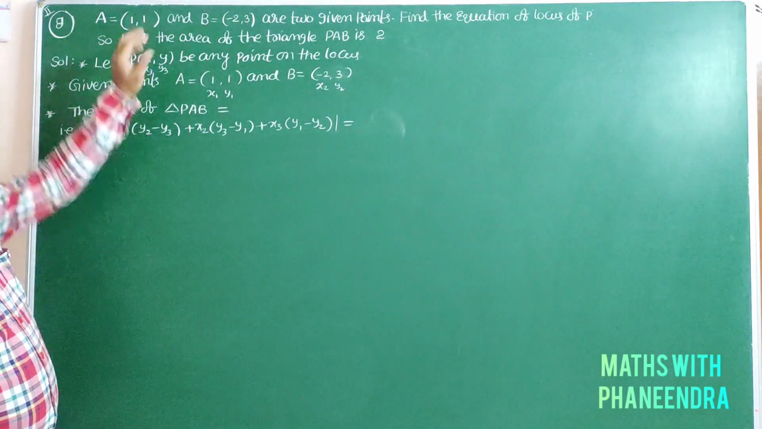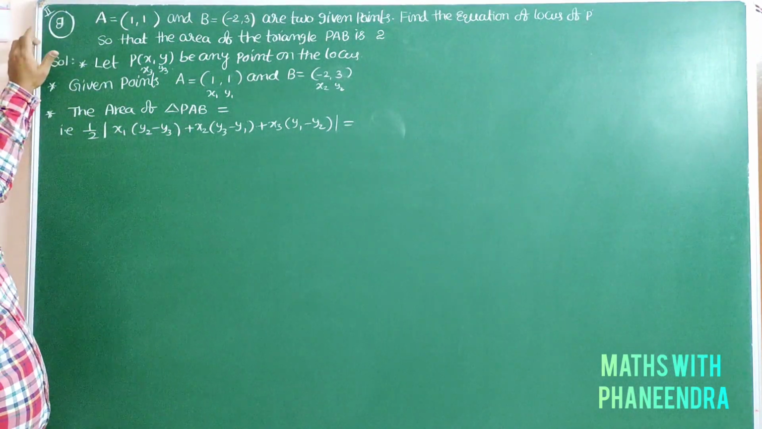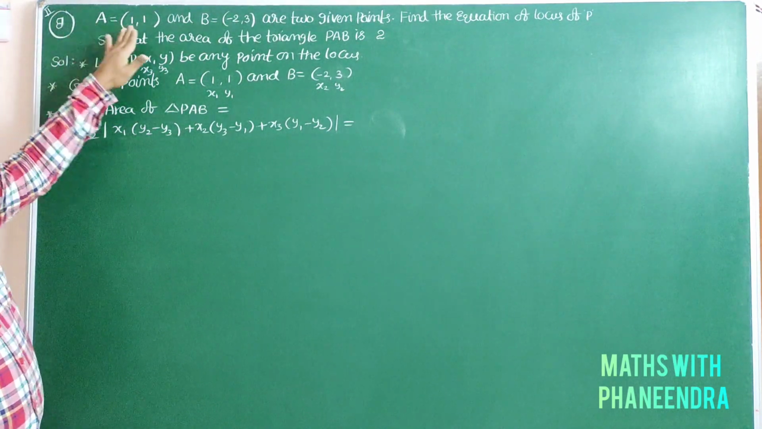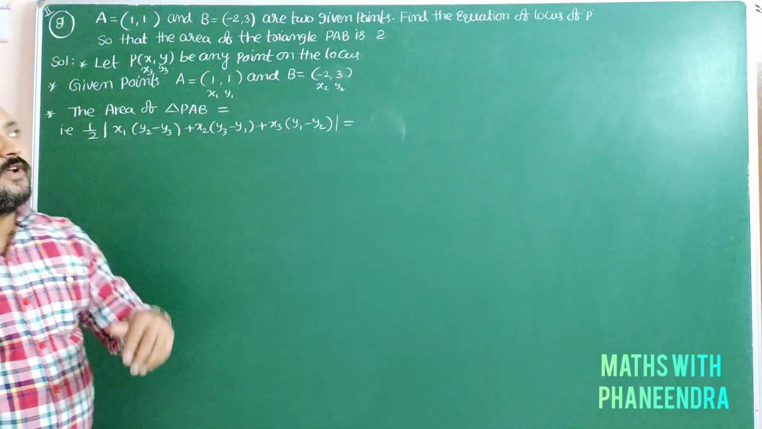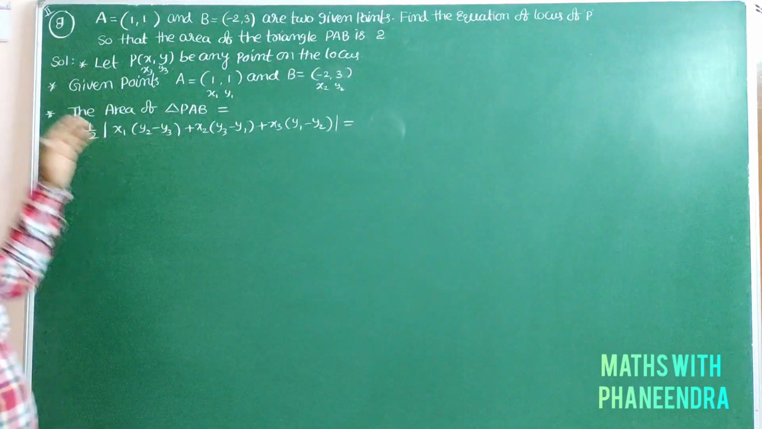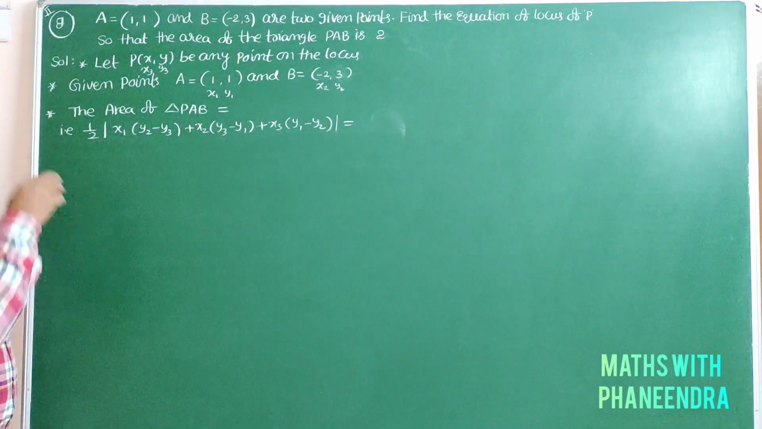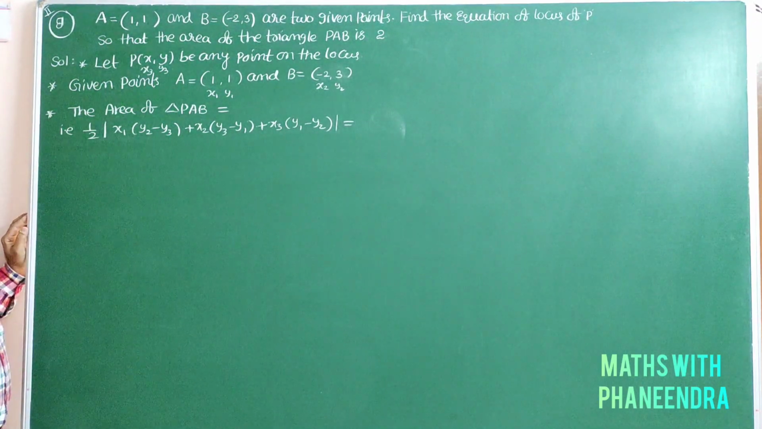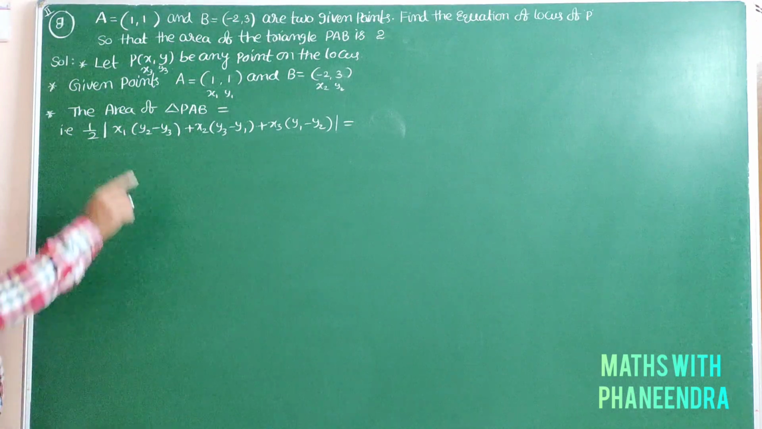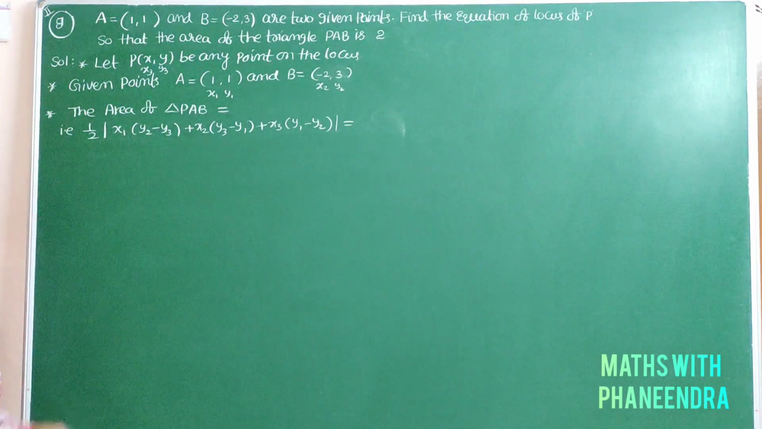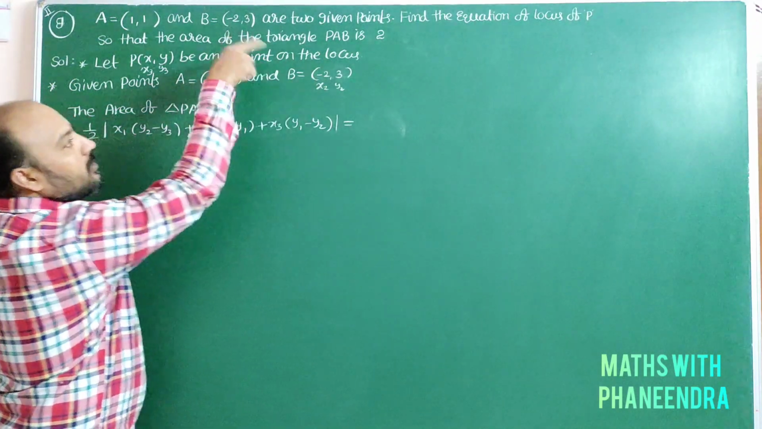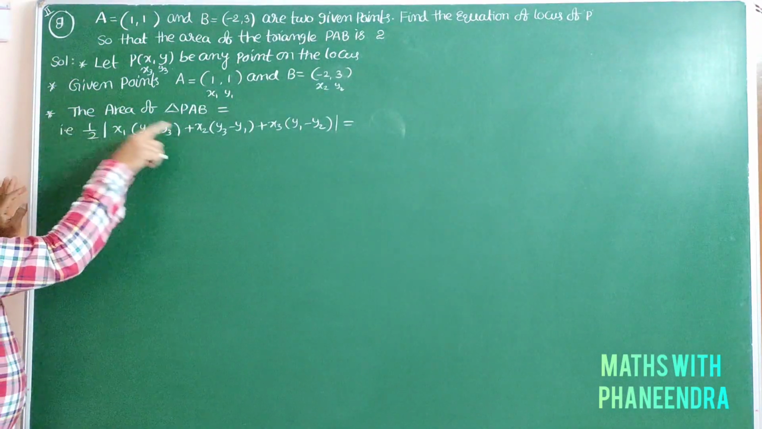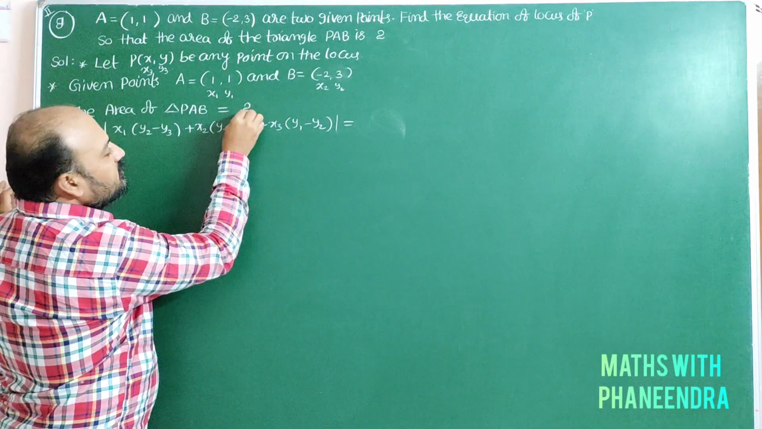The next question, this is the 8th question in the second section, second bit. A of (1, 1) and B of (minus 2, 3) are two given points. Find the equation of locus of point P so that the area of triangle PAB is 2 units. So first step is let P of (x, y) be any point on the locus. Second step is given points, that is (1, 1) and (minus 2, 3). And the area of triangle PAB is 2 units, given.